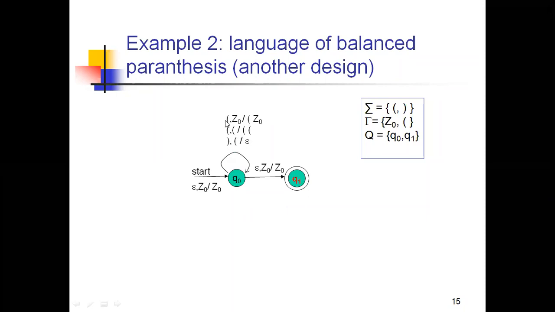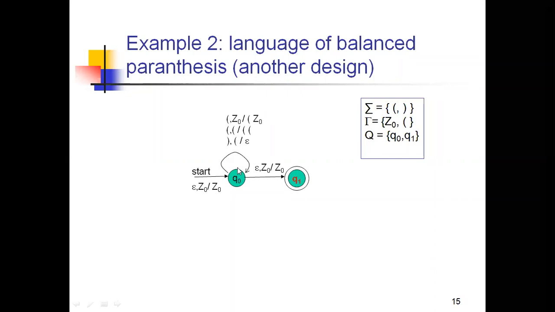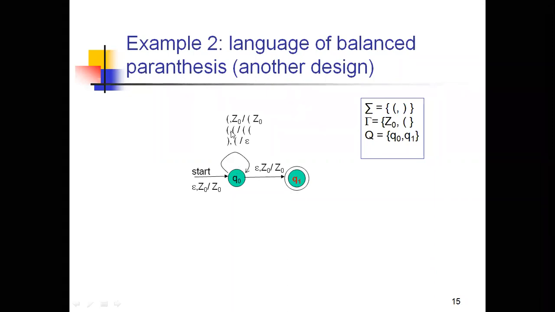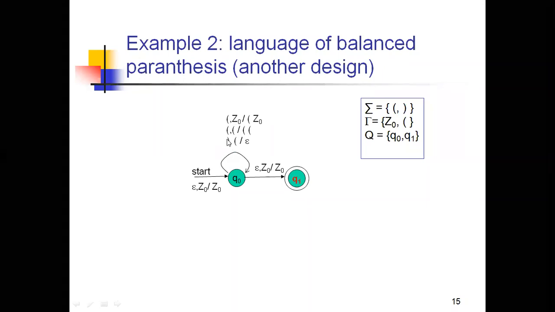That means q0 with open and Z0 gives open Z0. Whatever outputs we get with the same state, we need to represent as a self loop on the same state like this. If open, then the output is open; if close, then there are two alternatives, closed and open, and we need to pop those two. So we pop those two, and finally we get epsilon with the same state q0.